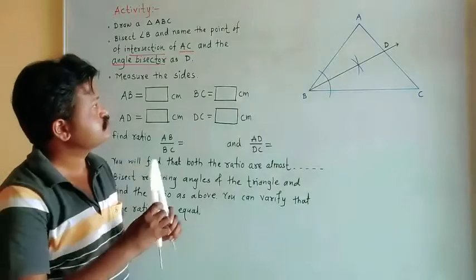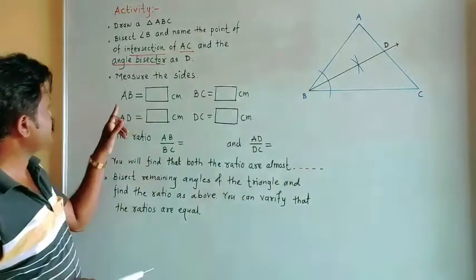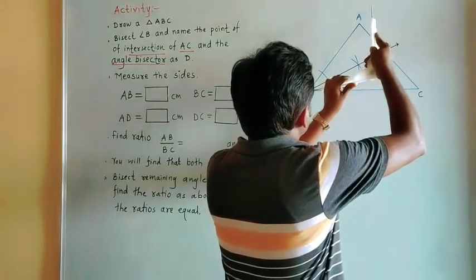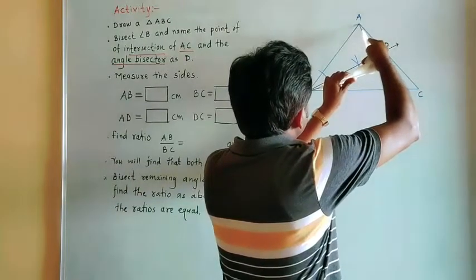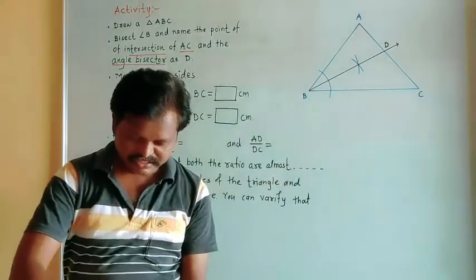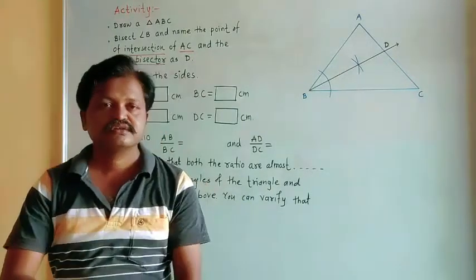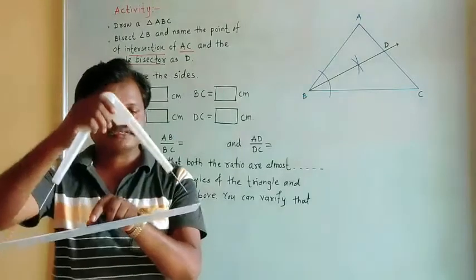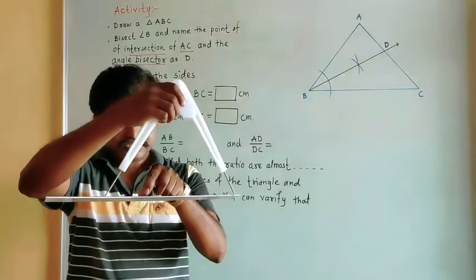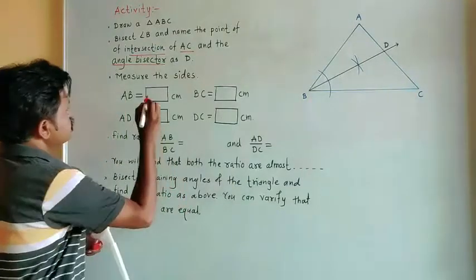I take here this scale and measure the side here. First you measure side AB. So where is AB? Look here, say AB here. So that is AB, and you measure this distance by scale. So this distance is 10. How many is it? 10. So I write here 10 centimeter.